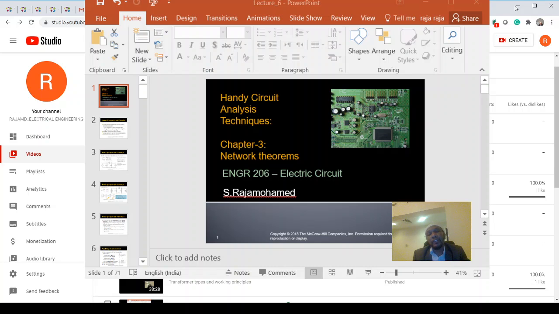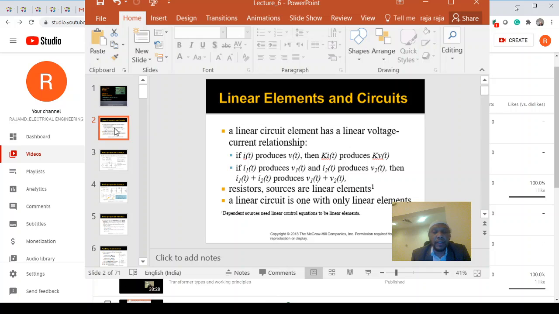So in electric circuits we have 5 to 6 network theorems. Mostly they are used, and out of these today we are going to see 2 to 3 network theorems, and in the next video or next class we can see the other theorems. So now we start with the first network theorem. It is the superposition theorem.